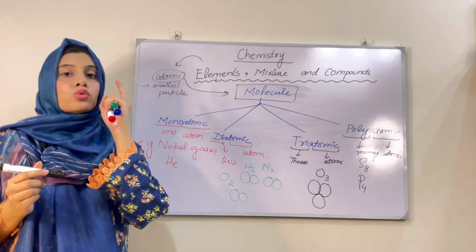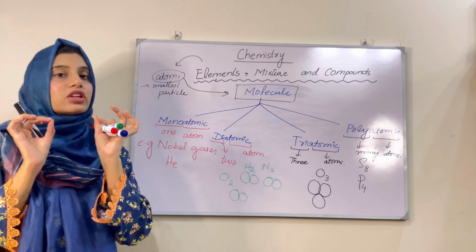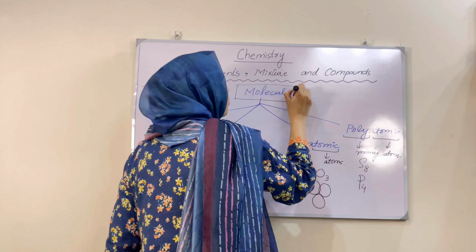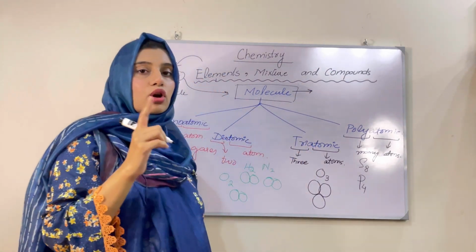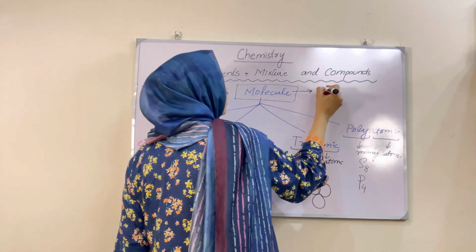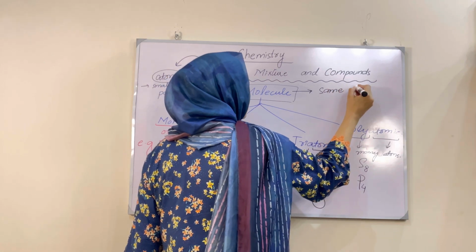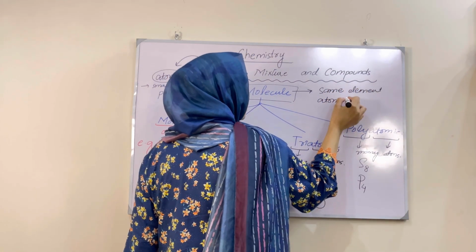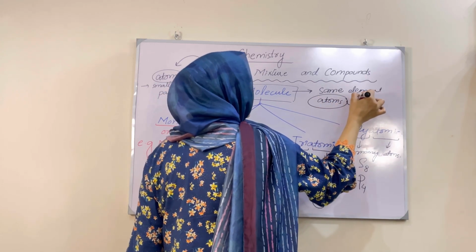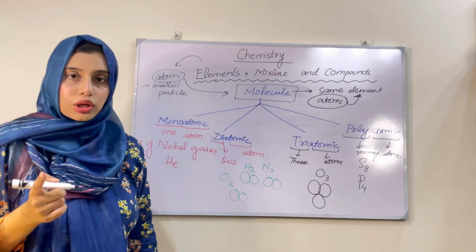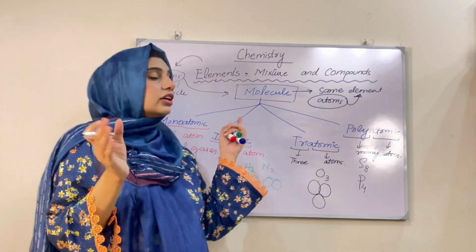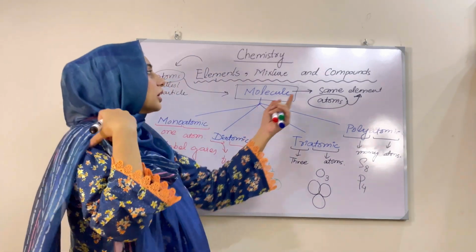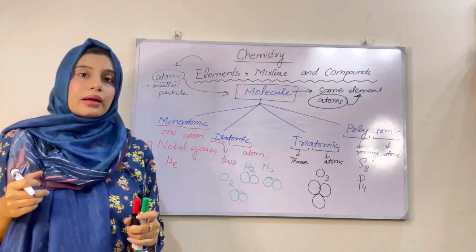One more thing which you must keep in mind, the difference between compound and molecule, is that a molecule will always be of the same element. So when atoms of the same element combine together, it forms a molecule. When atoms of different elements combine together, it forms a compound. It will be clear to you when I explain compounds.